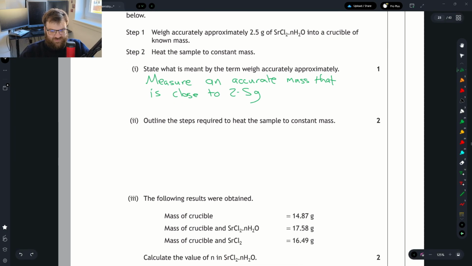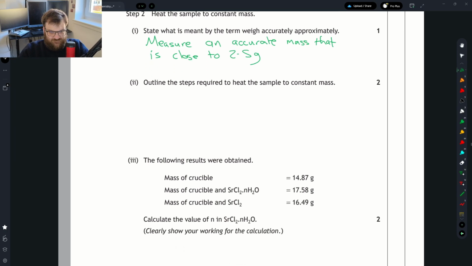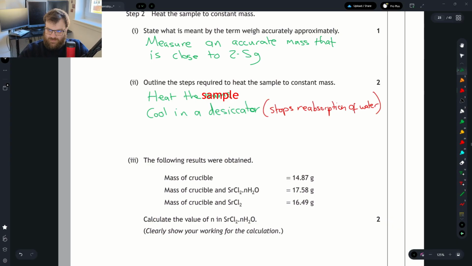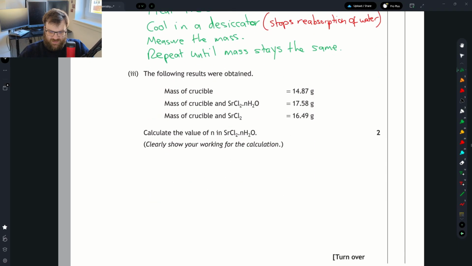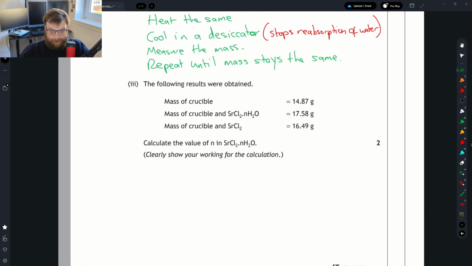We want to heat a sample to constant mass. First thing you have to do is heat the sample, typically with a Bunsen burner. You want to cool in a desiccator, which stops the reabsorption of water. So, next one, you want to measure the mass. Heat until the mass stays same or constant. Next one, we have to calculate the mass of n in this compound.